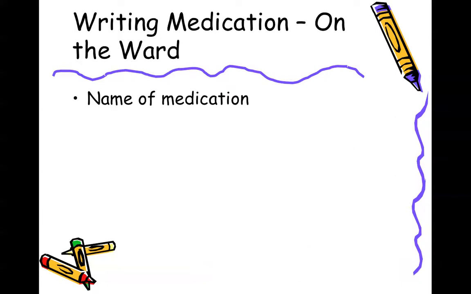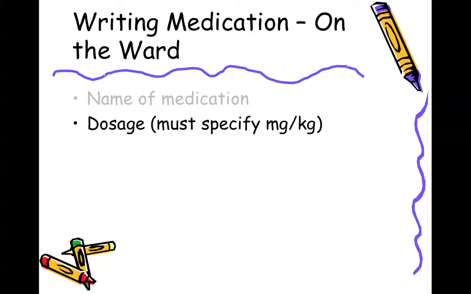Okay, so if you're on the ward or anywhere, the proper process for writing medications is to list the name of the medication. The dose comes next, and for any child under 40 kilograms, there's a hospital requirement for you to specify that dosage equals how many milligrams per kilogram.